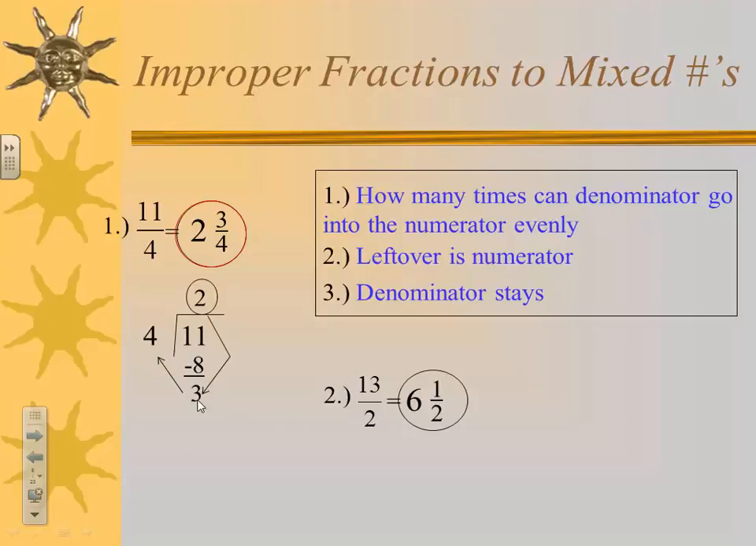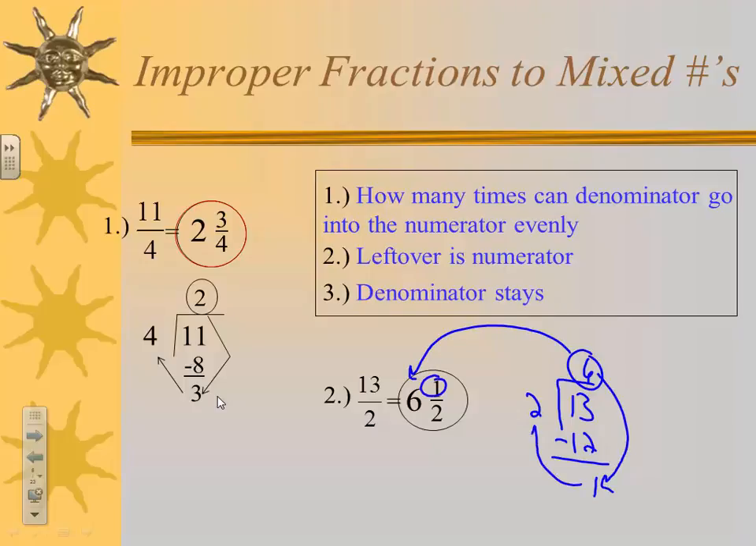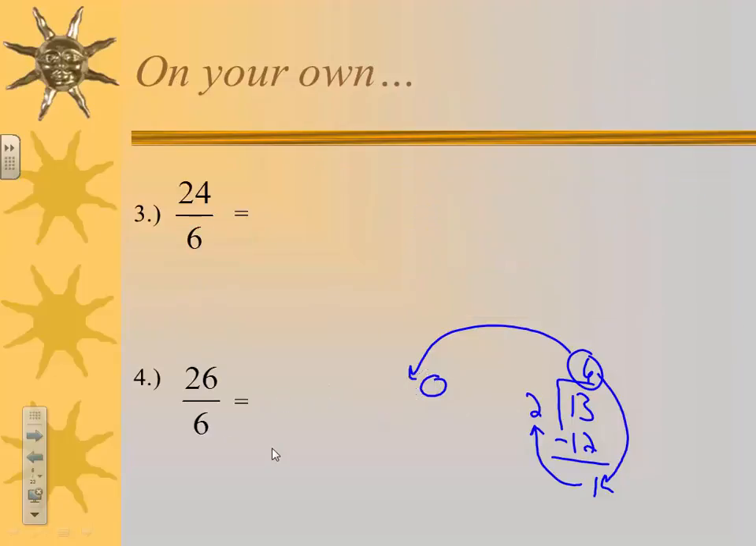Could you do this the same way as this? Of course you could. Put the top number under the bridge. This is 13 under the bridge. 2 goes into 13 6 times evenly, which is 12. I've got 1 left over. So 6 is my whole number. There's 1 left over out of 2. So either way that you like it is fine by me. If you like this division method over here, if you're a do-it-in-your-head type person, that's okay too. Whatever works for you is fine by me.